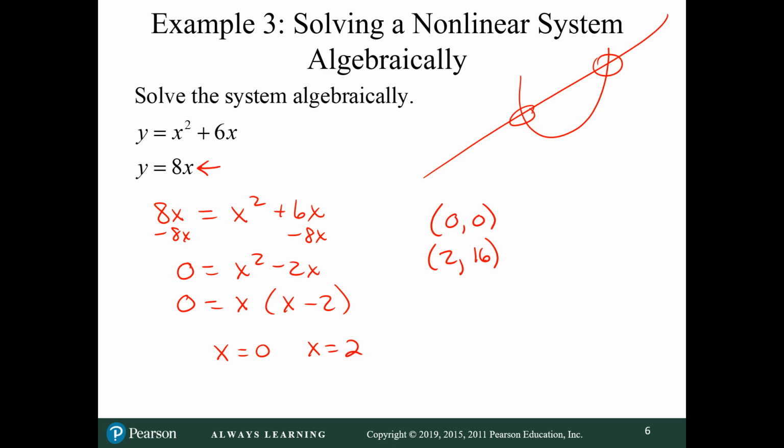Will they always work, or will there be some that don't? You could have a parabola like that where there's no solution because they don't touch, or you could have a parabola like this, where it just touches once and there's only one solution. Okay.